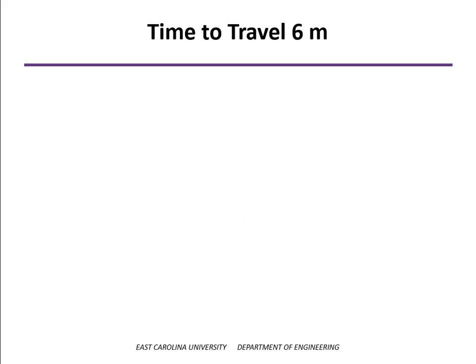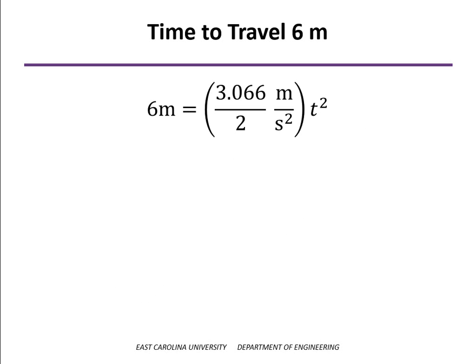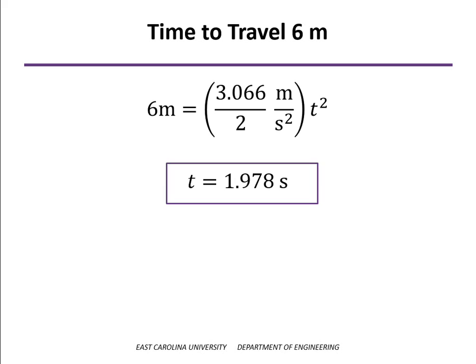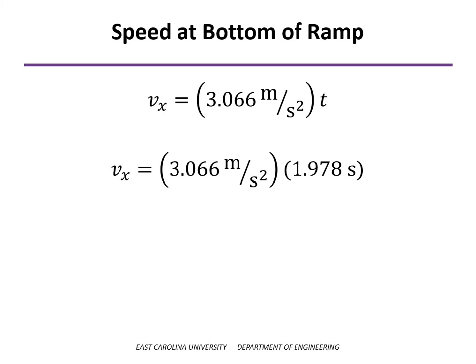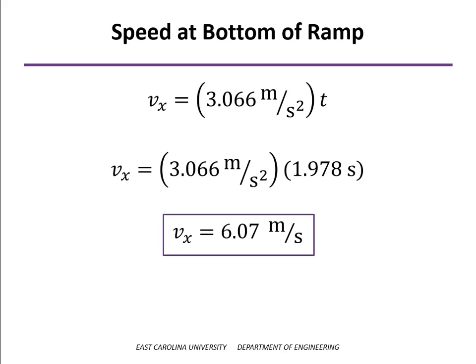And from that we can figure out how long it's going to take to travel the 6 meters from the top to the bottom. Solving that for t is just slightly less than 2 seconds. So that was one of the things we were trying to find. The other thing is how fast is it going when we get to the bottom. Again, that's simply equal to the acceleration times time. Plug in the time value we just found, and we find 6.07 meters per second is the predicted velocity at the bottom of the ramp.